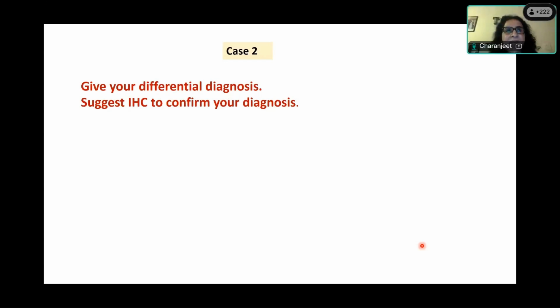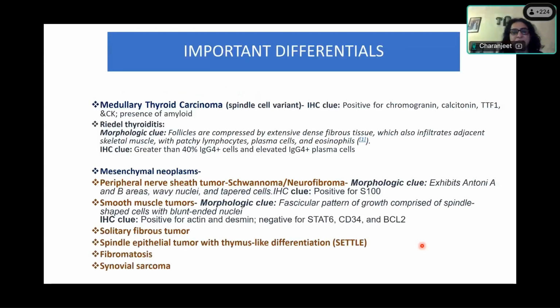SMA was done, SMA came negative, okay. What else would you advise? Okay, somebody has written in the chat box CD117. Okay, so now important differentials. Let me quickly go through the differentials. One is medullary carcinoma, as you people rightly pointed out, and then other mesenchymal neoplasms.